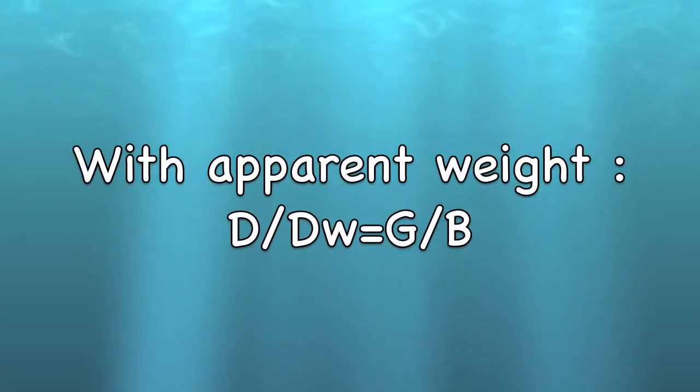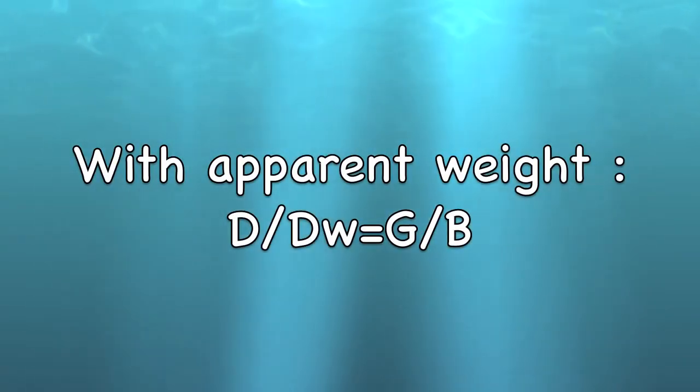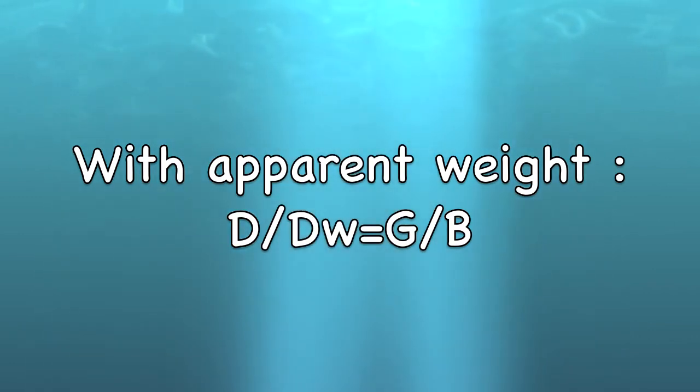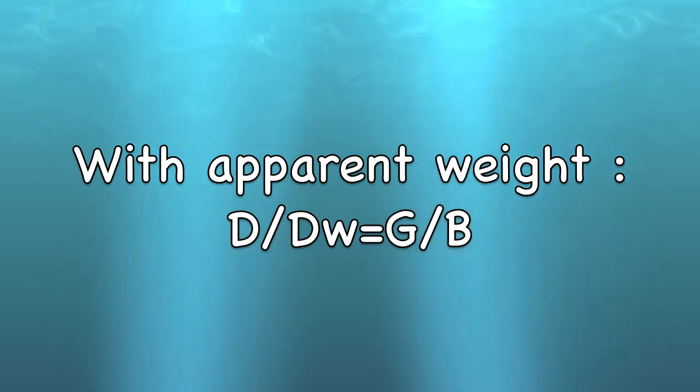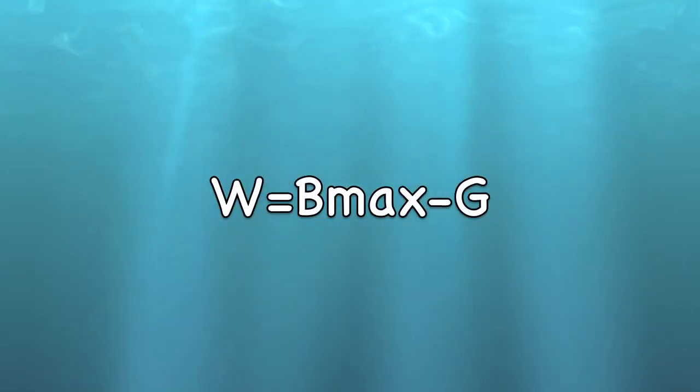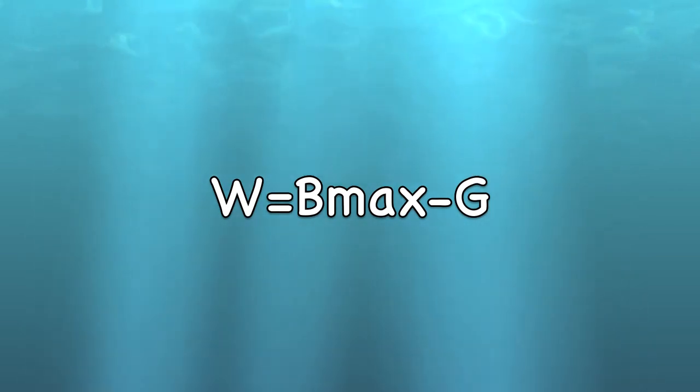Also, it is useful to remember the apparent weight formula. The density of the object divided by the density of water equals the gravitational force of the object divided by the buoyancy force, given that the density of the object is larger than the density of water and the object is fully immersed in water. And finally, to calculate how much weight a cargo ship or any object can carry in water, you use the maximum buoyancy force minus the weight of the object.